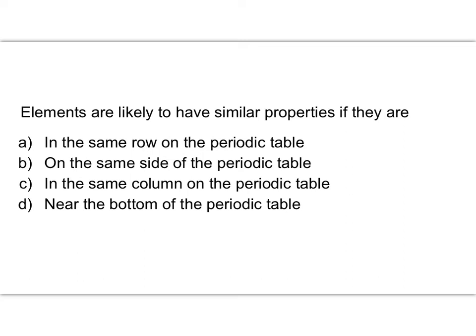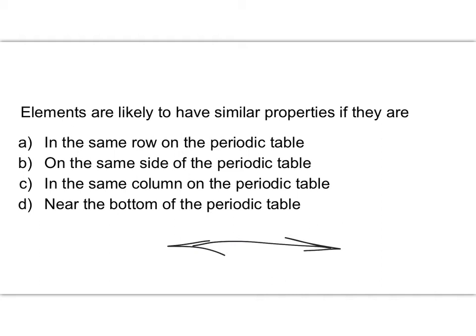Elements are likely to have similar properties if they are... we talked about this a couple of questions ago. The structure of the periodic table is such that the rows are elements with the same number of energy levels, but not necessarily the same properties, not the same number of valence electrons or anything like that, just that all their outermost electrons are on the same energy level.